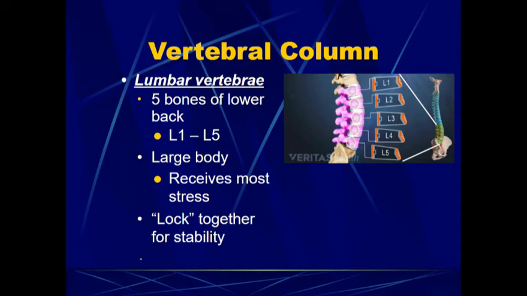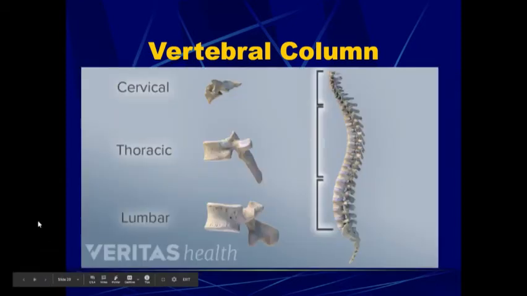These are able to lock together for additional stability, so you don't really have much rotation of the lumbar vertebrae. This is just showing the relative comparison between cervical, thoracic, and lumbar vertebrae in terms of size and the shape of the different parts. This would be the body, and you can see how it gets more massive the further down the spinal column we go. And then you can see also the differences in the spinous process.